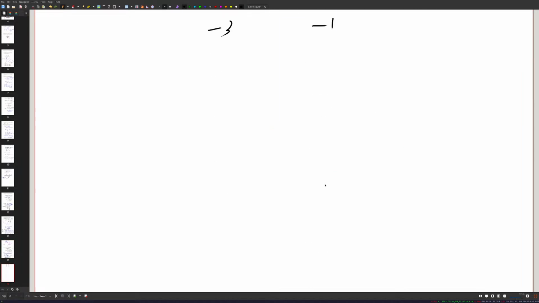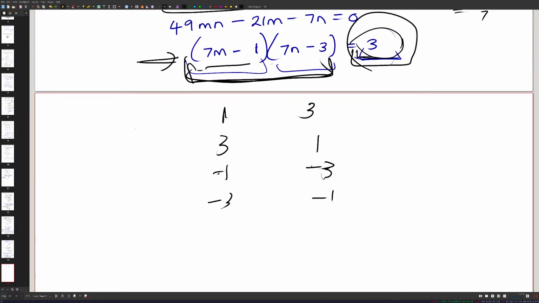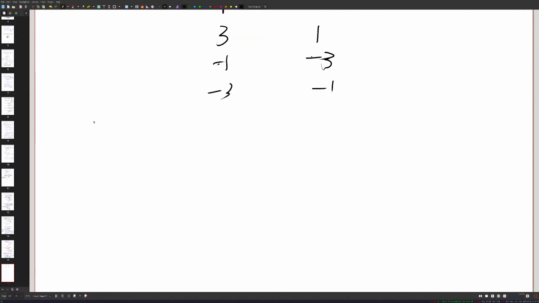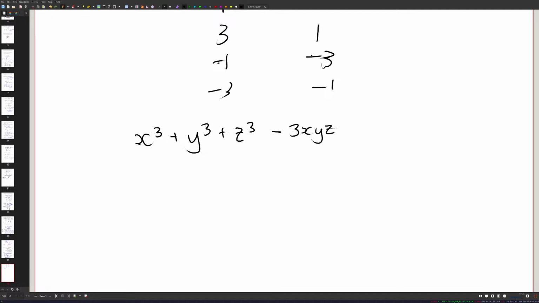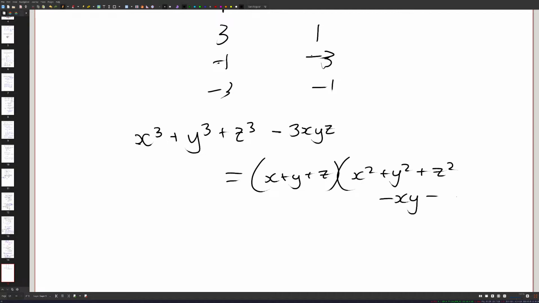The other thing that's sometimes useful that you might not know is this factorization. x cubed plus y cubed plus z cubed minus 3xyz has a nice factorization. It's x plus y plus z times x squared plus y squared plus z squared minus xy minus yz minus zx.